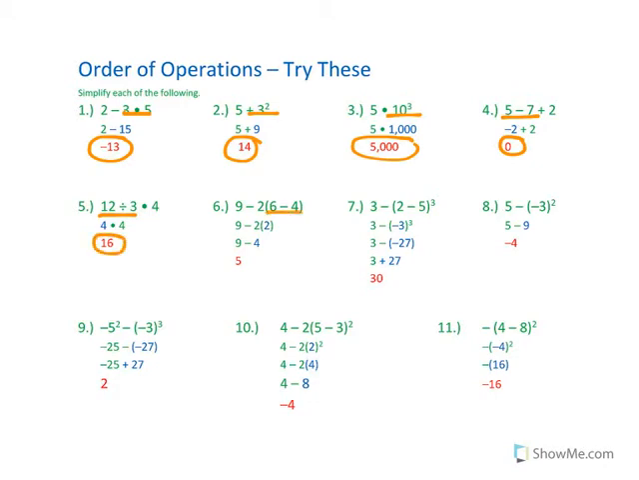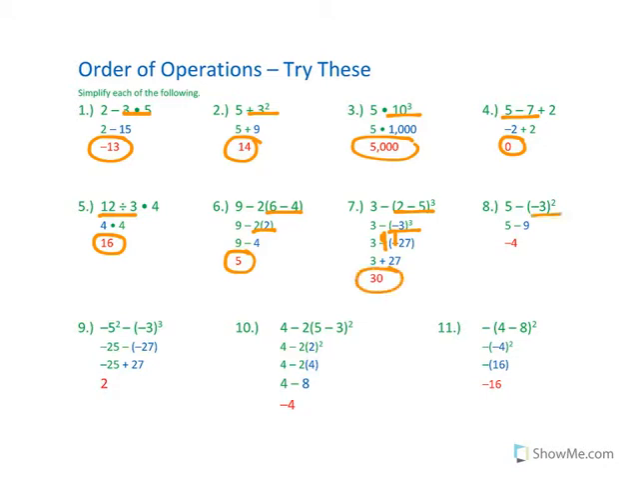Do what's in parentheses first. Copy down what you're not ready to use. 9 minus 2 times 2. 9 minus 4 equals 5. Do the parentheses first. 3 minus, that's negative 3 to the third power. Now we're going to do exponents. 3 minus negative 27. When you subtract, you add the opposite. So that's going to be 3 plus 27, 30.